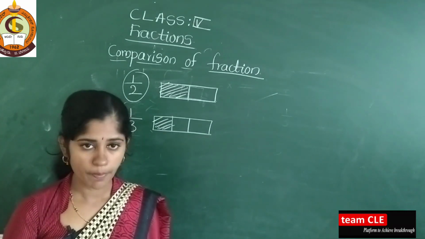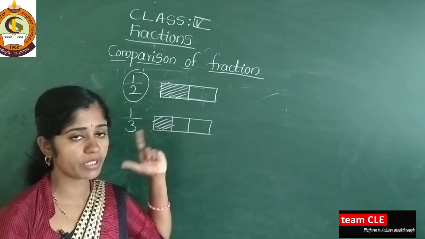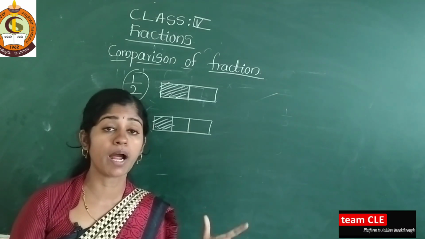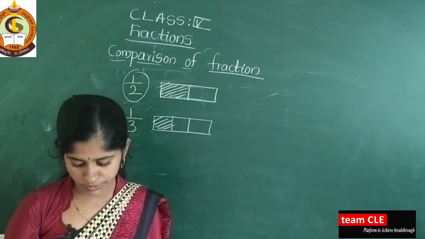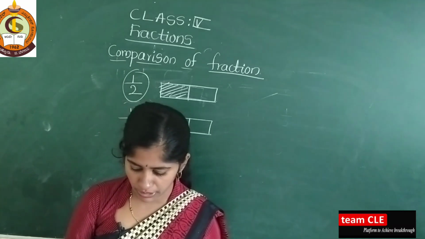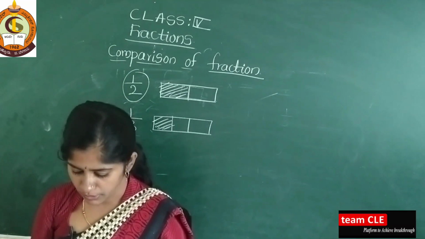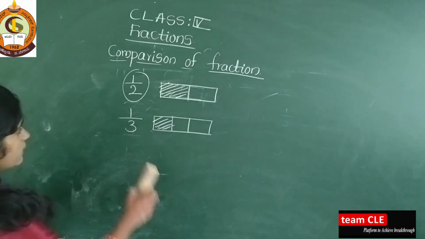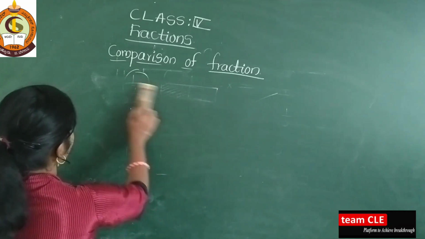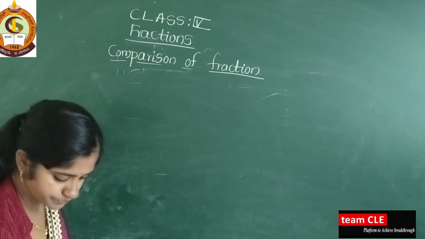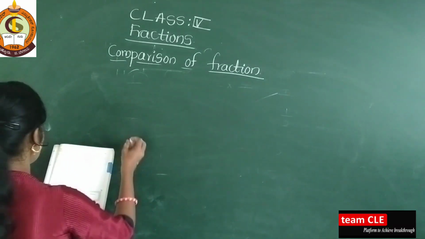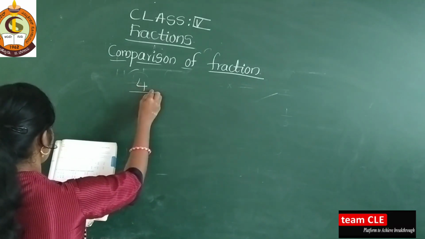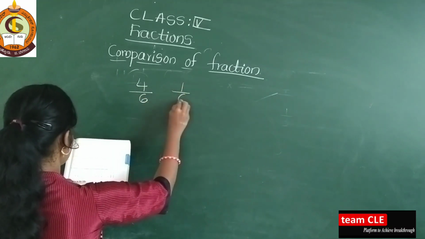Very easy. Here I already told you this denominator represents the total parts in the fraction. Okay, so here compare the following using greater than or smaller than or equal sign. So how to do this? See here, comparison of like fractions. 4 by 6, 1 by 6.